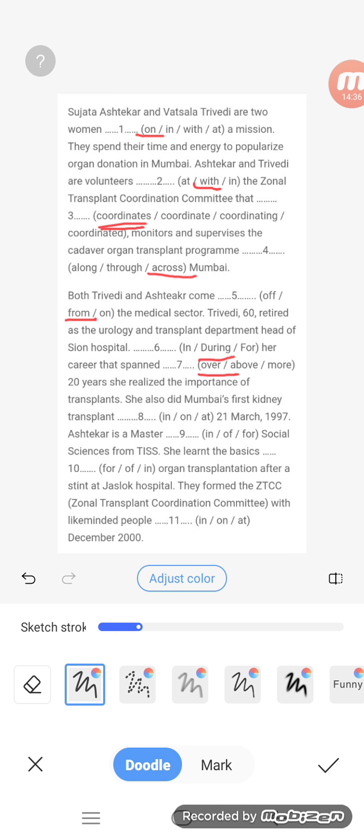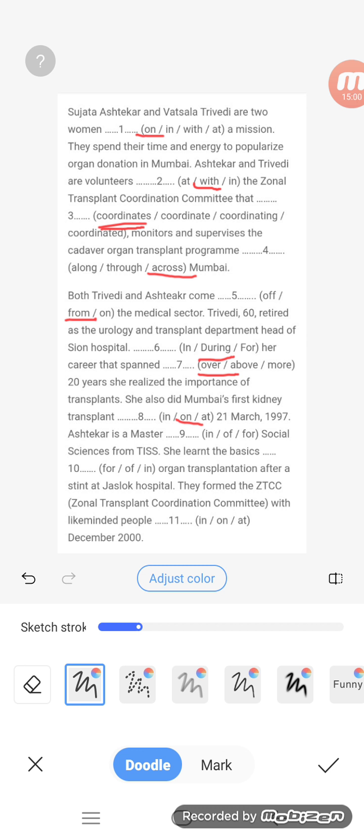Your option will be "over 20 years", above, more. So over 20 years, and she realized the importance of transplants. She also did Mumbai's first kidney transplant dash 21st March. So before date, what will be the answer? On.